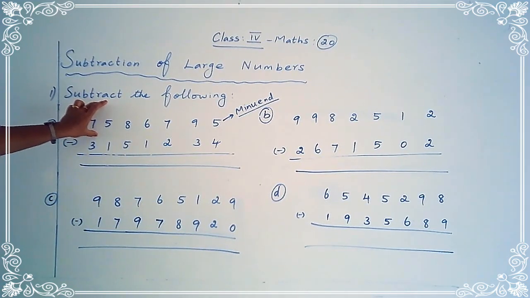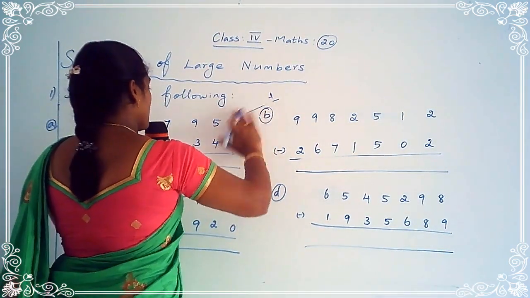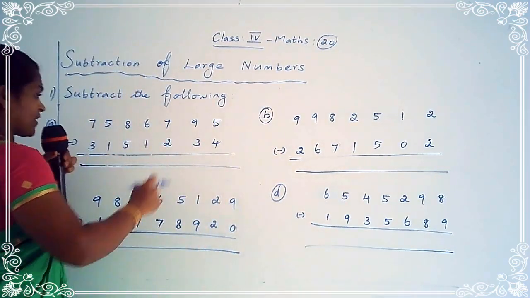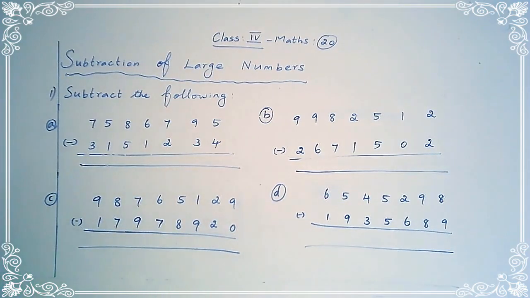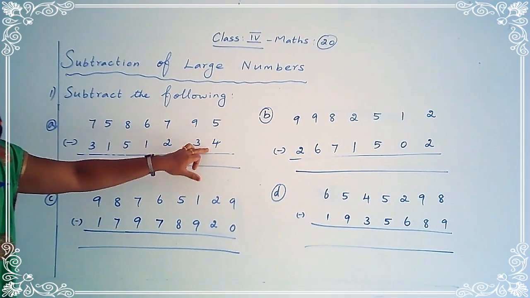So now you subtract. In subtraction, we start from the lowest place. Here the lowest place is the ones place. In the ones place, how many numbers are there? Two numbers, 5 and 4. So subtract 5 and 4. 5 minus 4. What is the answer? 5 minus 4?